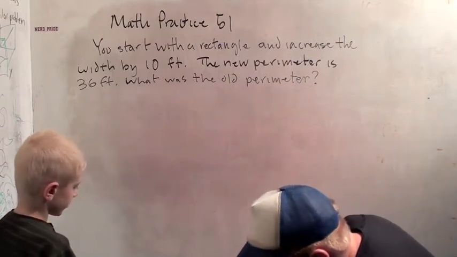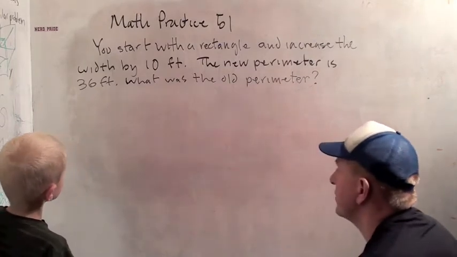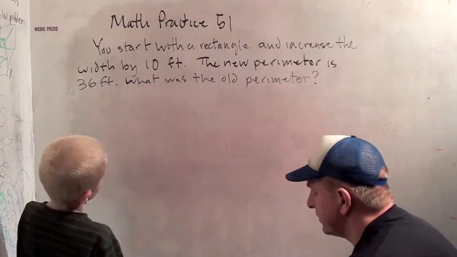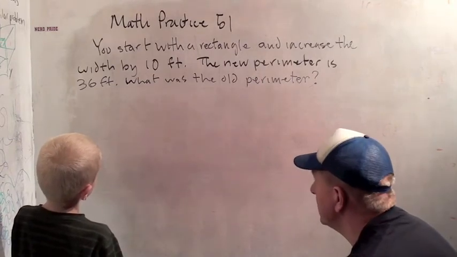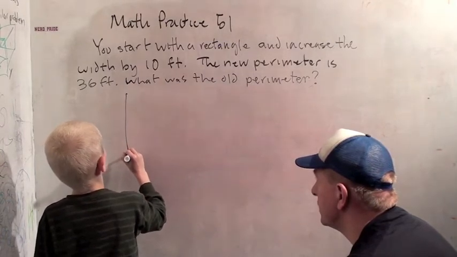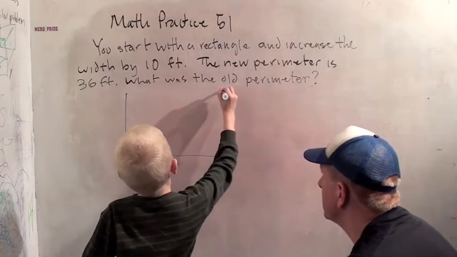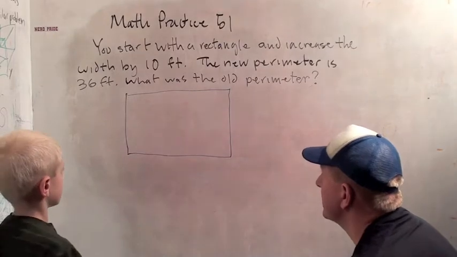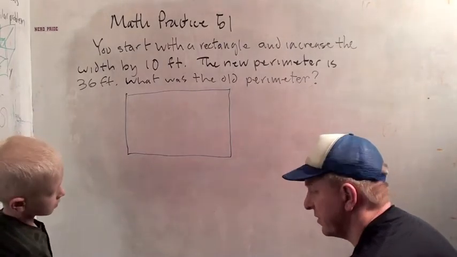We could draw a picture of the rectangles. Okay, which one do you want to draw first? How about the old one? The old one. Okay, that's a good idea. So this would be... Okay, awesome. There is a good rectangle. That's our old rectangle that we're going to try to find the perimeter of.